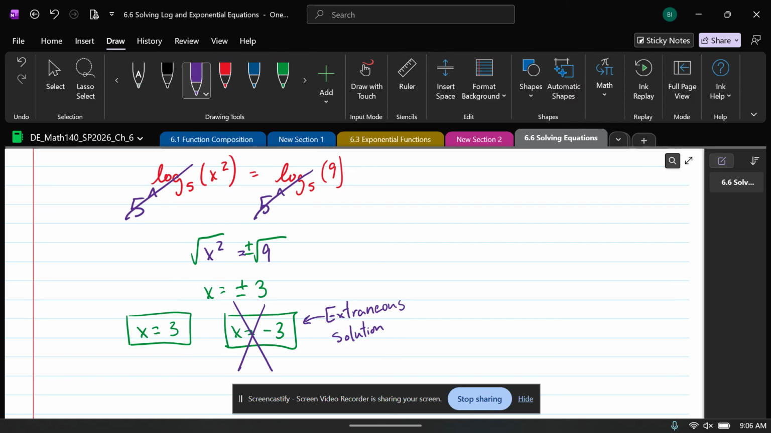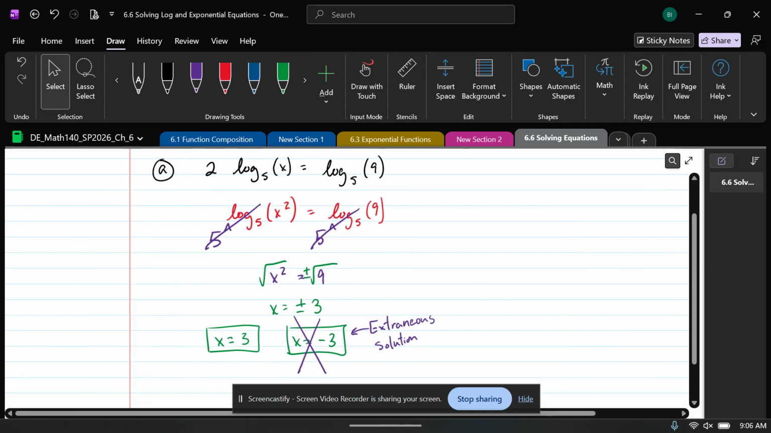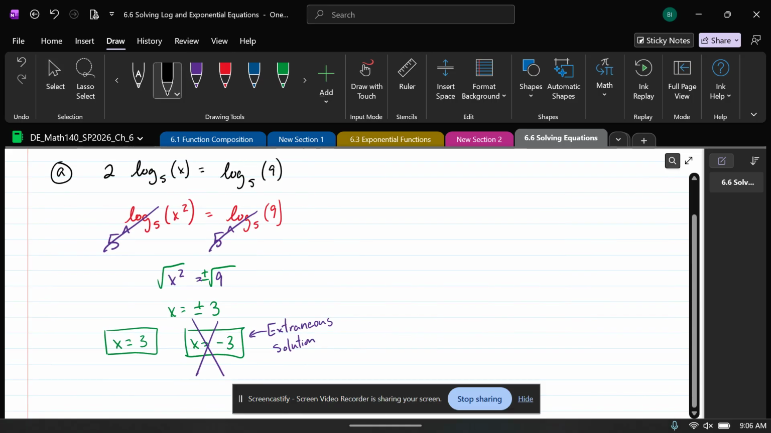That's not likely. That's the least likely thing to happen. But it's possible that you keep both of them. So you've got to just check them all, anytime you have a logarithm in the original problem. That's what we've got to do. We've got to check. All right, so let's take another problem.